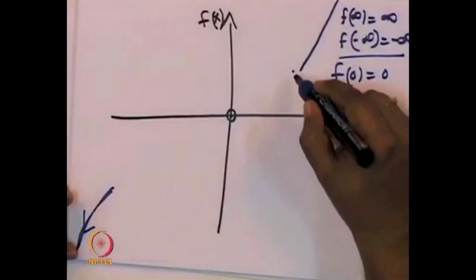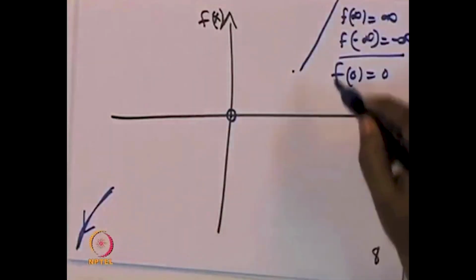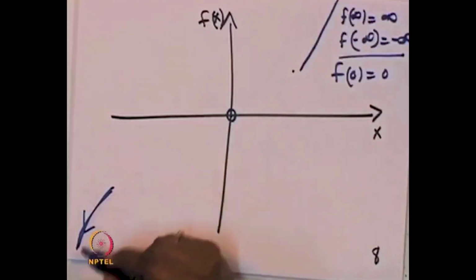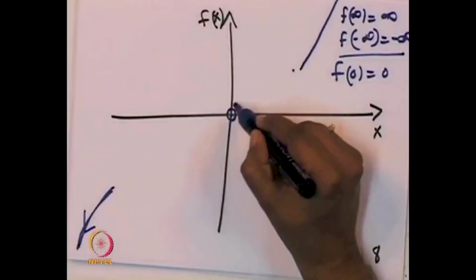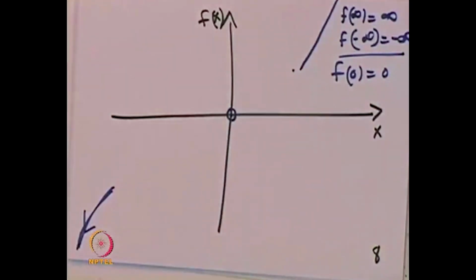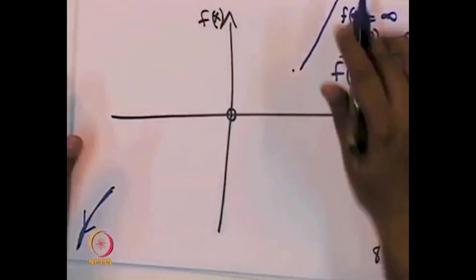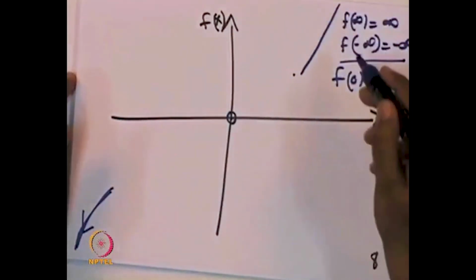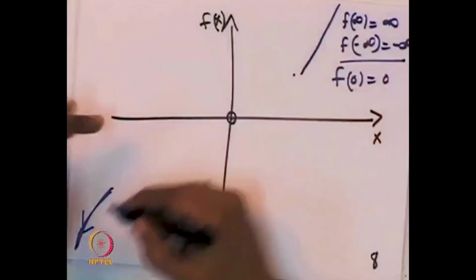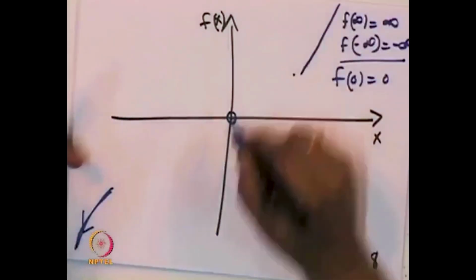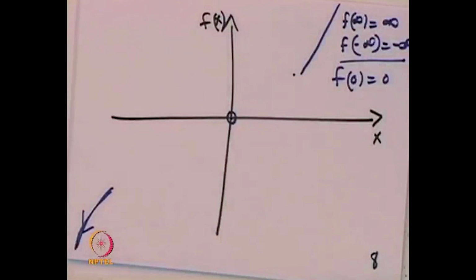So, these two ends are clear. At plus infinity it has to go to infinity, at minus infinity it has to go to minus infinity, and at x equal to 0 it is 0. So, these 3 things are clear. Now, how it behaves in between, we do not know yet, which we will find out. But we got some clue already: at 0 it is 0, so it has to go through this point.